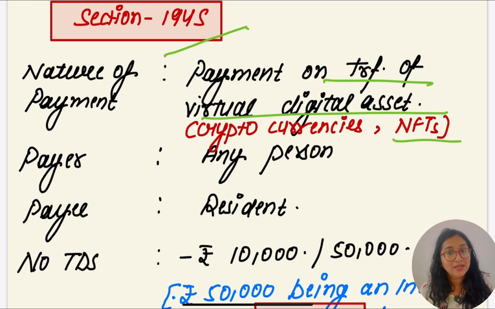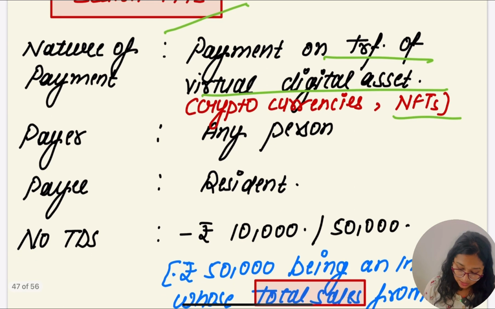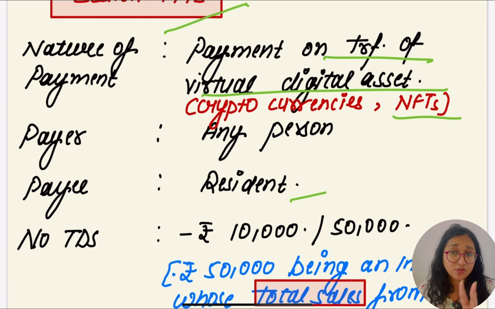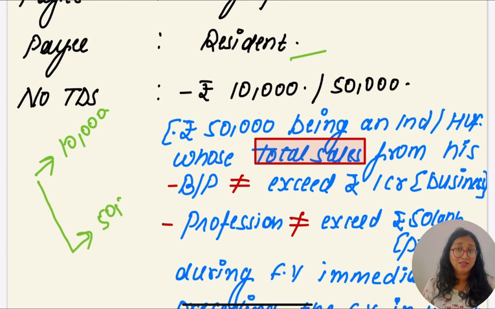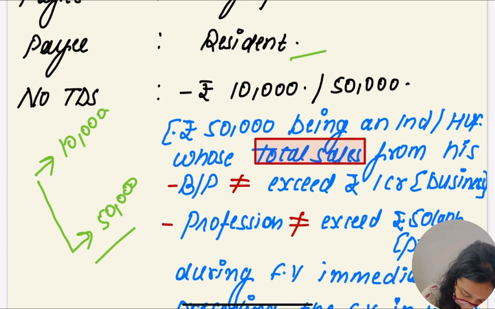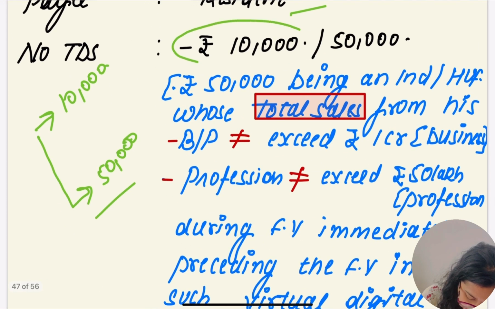The payer is going to be any person, the payee is going to be a resident person, but there are again two categories, the limits of 10,000 and 50,000. Let's check out what they are saying. There is one limit which says up to 10,000 and up to 50,000, no TDS is going to be applied. But what are the things which are going to fall in these? For 10,000, this is going to be for any other person.